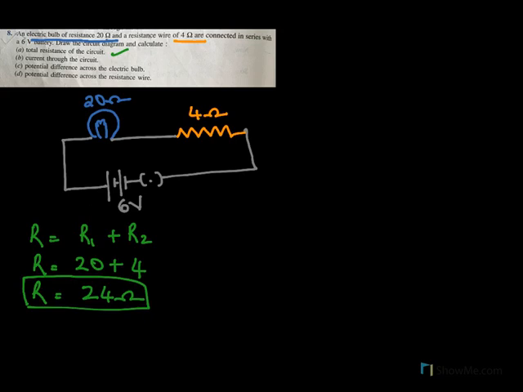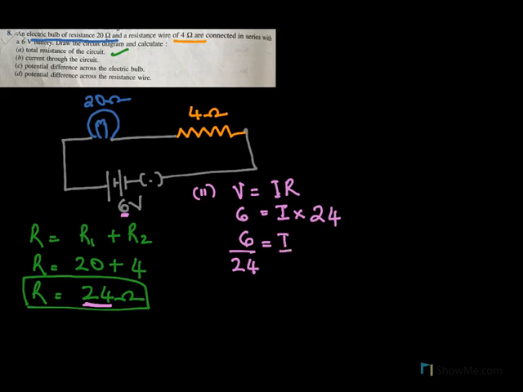Current through the circuit. When we want to find current through the circuit, we always use Ohm's law, V equals IR. The voltage in this is 6, as we've seen here. The current we need to find. The resistance of the circuit we saw is 24. So the current will be 6 over 24, which is 1 by 4 amperes, the current in the circuit. Let me mark this current here. So I know this current flowing here is 1 by 4 amperes. So I've calculated this too.